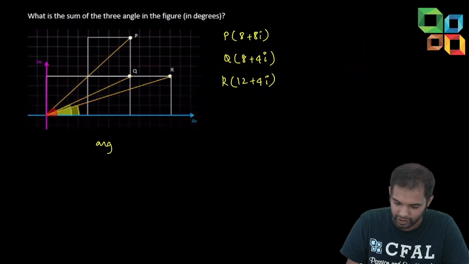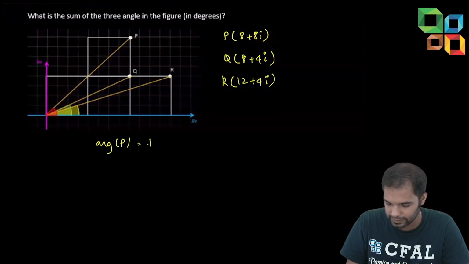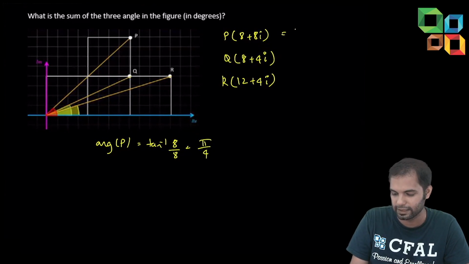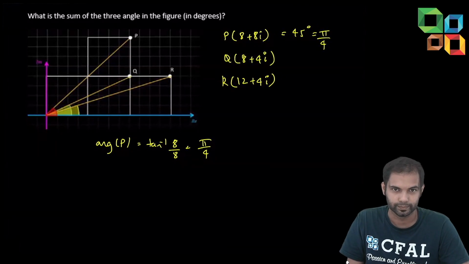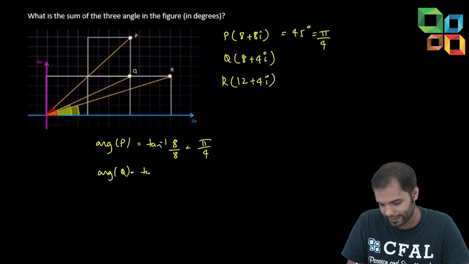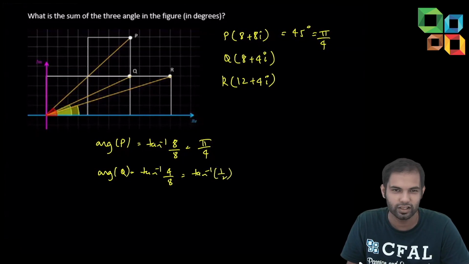If I want to find the argument of P, this is tan inverse of 8 by 8, which is nothing but tan inverse of 1, which is pi by 4. So I know that this angle is 45 degrees or pi by 4. Now the problem arises if you use the same logic for Q. So tan inverse is 4 by 8 or tan inverse of half. We know sine inverse of half, cos inverse of half. We don't know the angle of tan inverse of half. We can't use calculators.